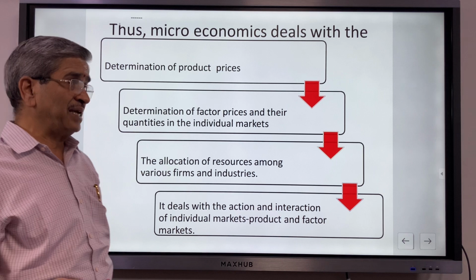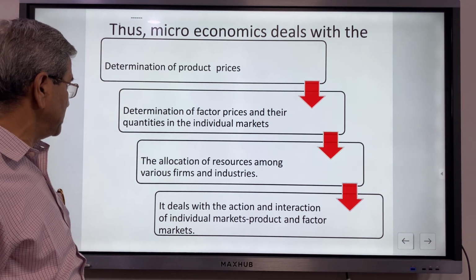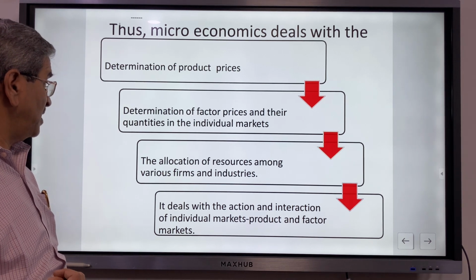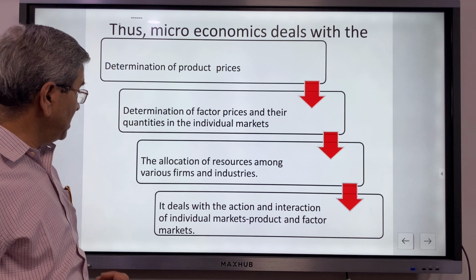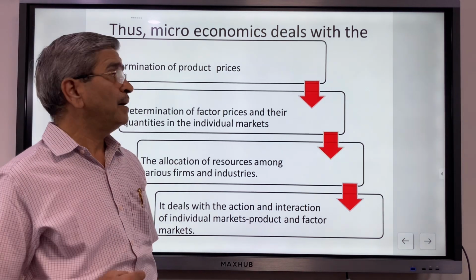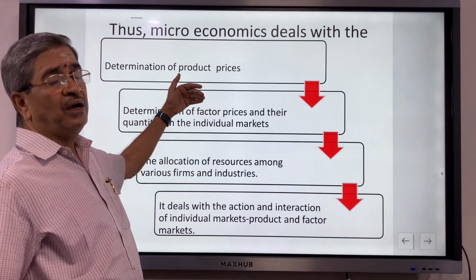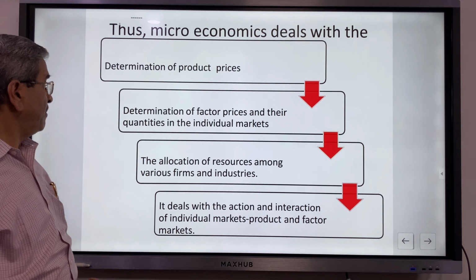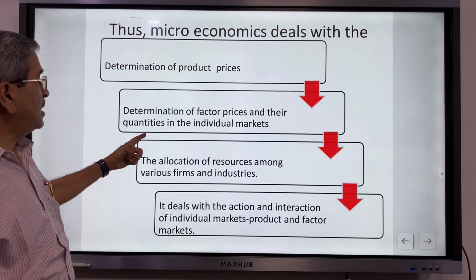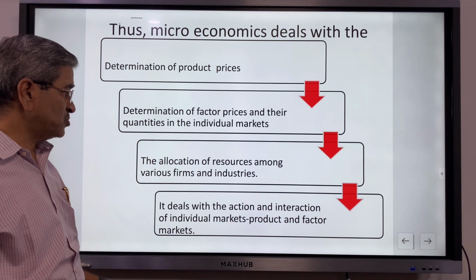How do you determine the prices? How is the determination of factor prices and their quantities in the individual market done? The allocation of resources among the various firms. It deals with the action and interaction of individuals, product and factor markets. So whatever I have already explained, we have put it in the form of a diagram. So price can be fixed based upon the quantities in the individual markets and allocation of resources to the different firms.